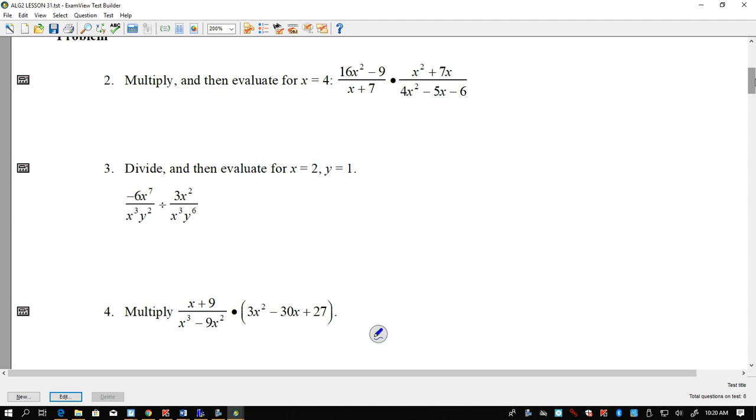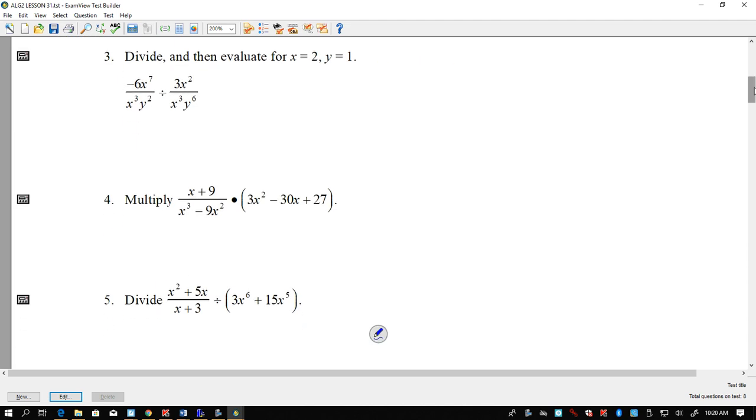Okay. This one says divide and then evaluate. Okay, so can I divide by a fraction? Right, I can multiply by the reciprocal, so that's what I want to do first here, is get rid of the division and show it as multiplication. So I'm going to write negative 6x to the 7th over x cubed y squared times what?